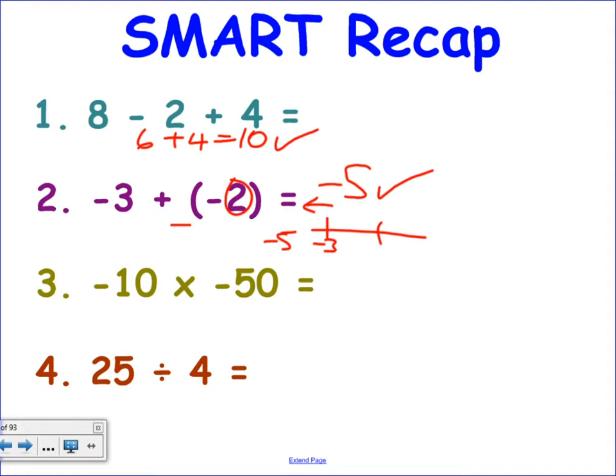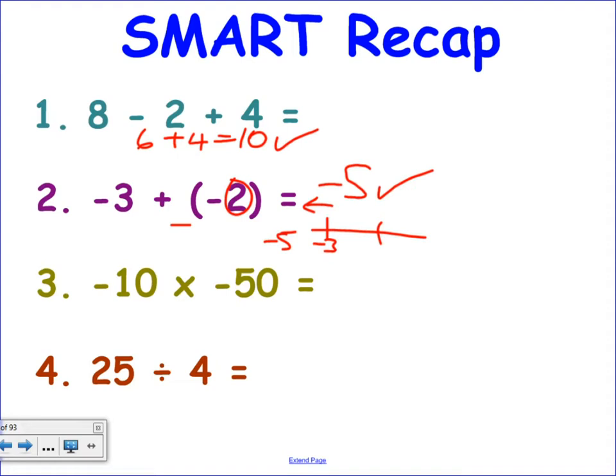So what was step 1? What did we look at first? Don't look at the number line this time. What did we look at? What was step 1 when we were multiplying and dividing negative numbers? The signs on the two numbers.